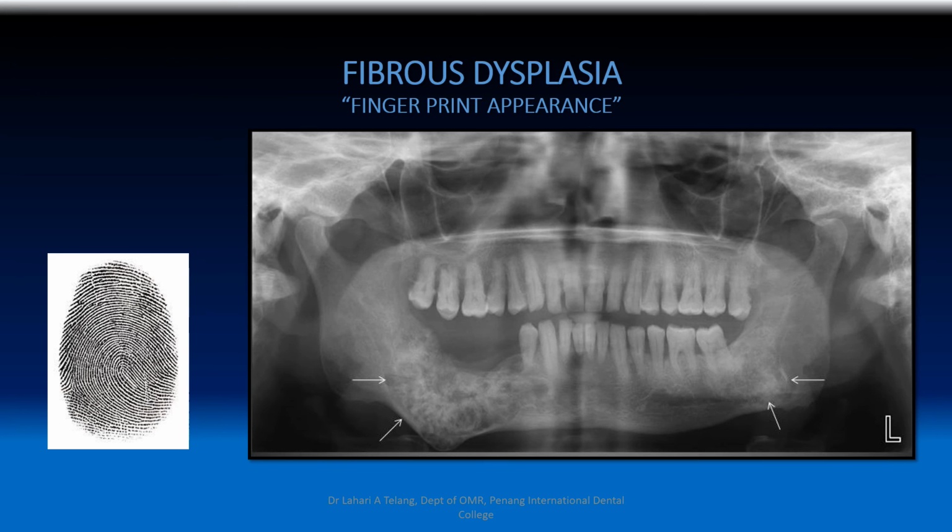Fibrous dysplasia can also manifest as a fingerprint appearance. This is what we're discussing about the fingerprint appearance seen in the mandible. In this particular case, two areas in the mandible are showing a similar kind of appearance of fibrous dysplasia.